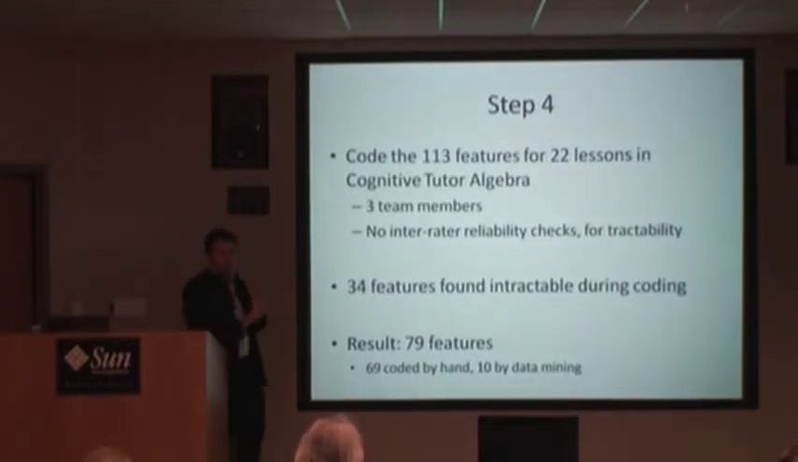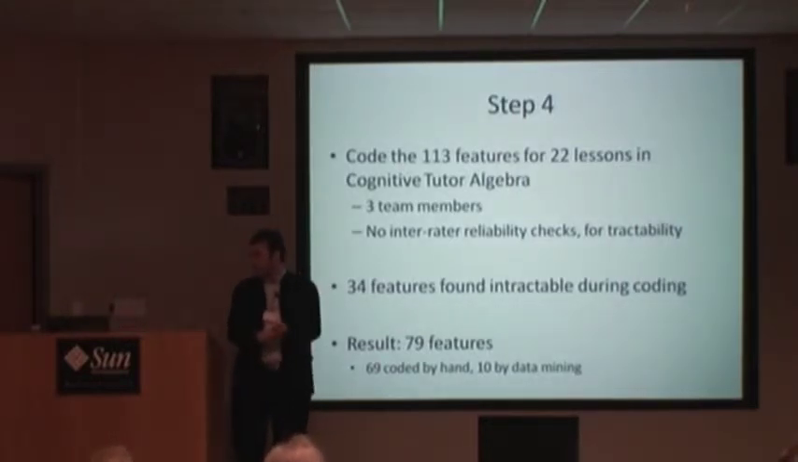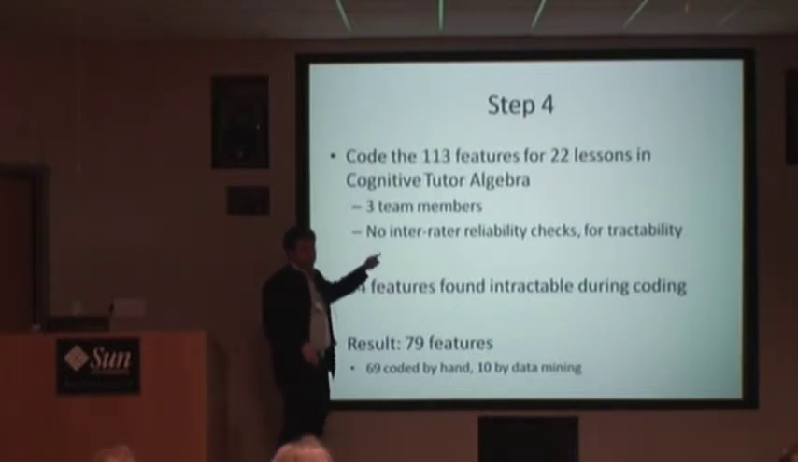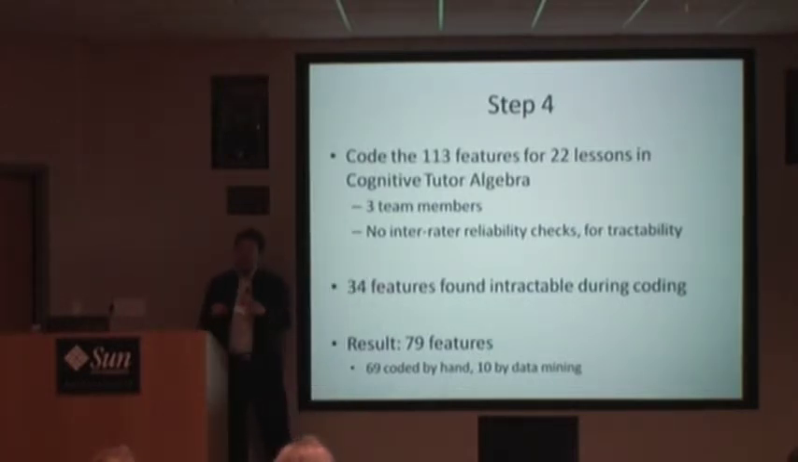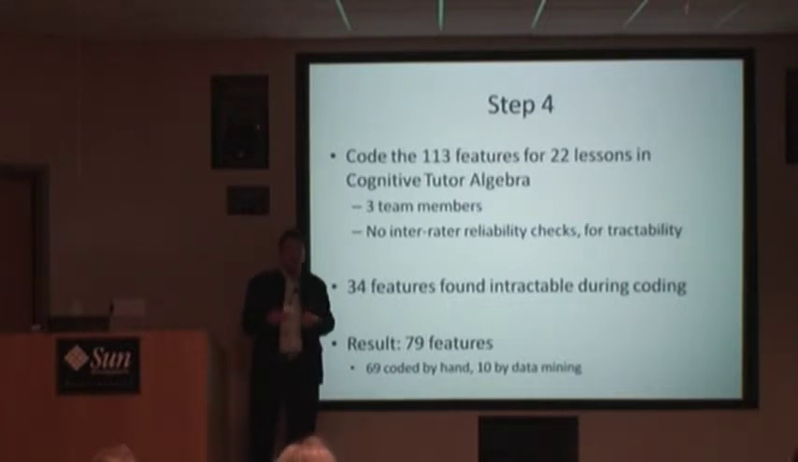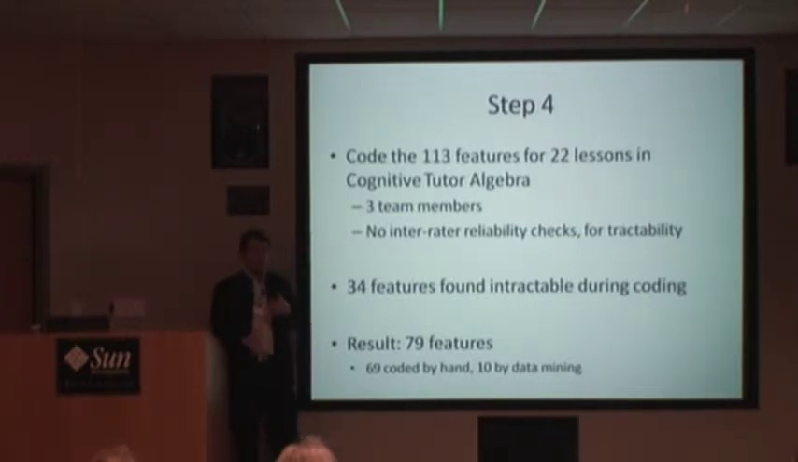The next step, three team members coded the 113 features for 22 lessons in Cognitive Tutor Algebra. We didn't do inter-rater reliability checks, and the reason is because this is a hypothesis generating exercise. We're trying to find out what differentiates tutors that might predict gaming. We're going to go back later, and I'll talk about this in future work, and actually do some more thorough checks for the features that actually turn out significant.